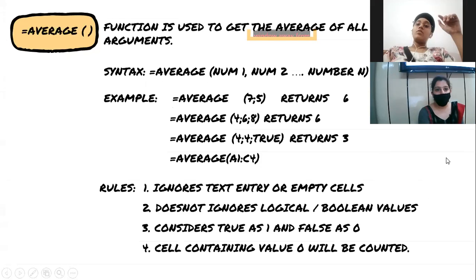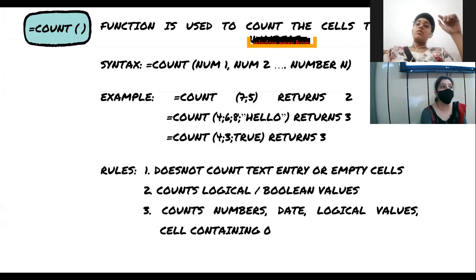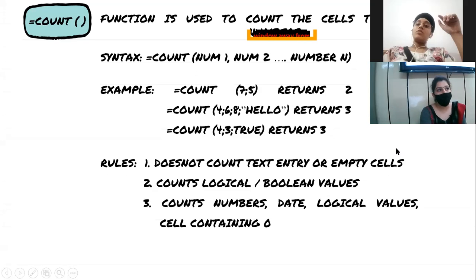Okay. Moving on to the next function now, count function. So what will the count function do? Count function is used to count the total number of entries in a range. पूरी की पूरी जो range आपने select करी है, how many cells are there in a particular range. Syntax is equal to count and then the arguments that are being passed to the function. If I'm saying equal to count 7 semicolon 5, so how many values am I referring to here? 2. So that's why the answer will be 2. Clear?